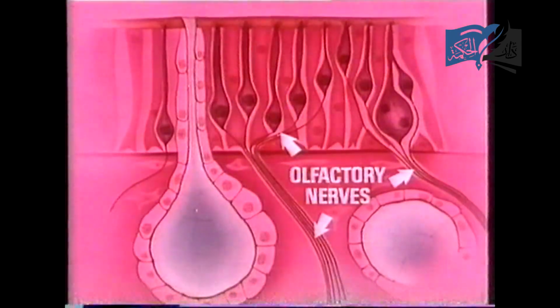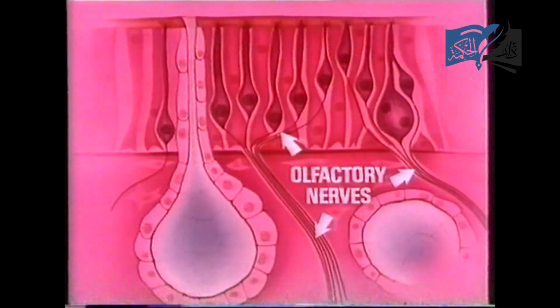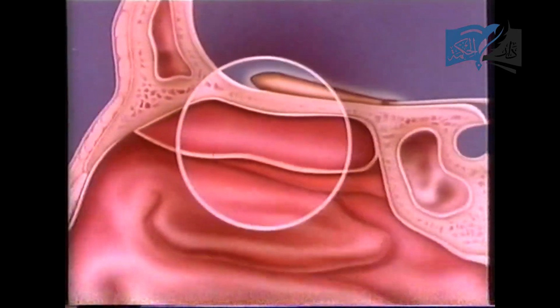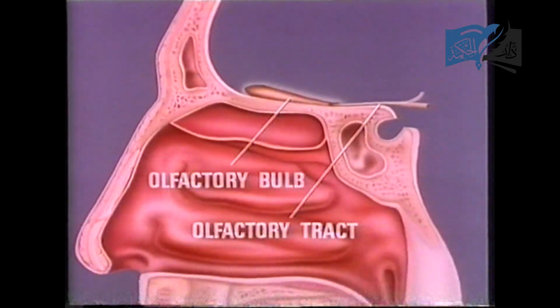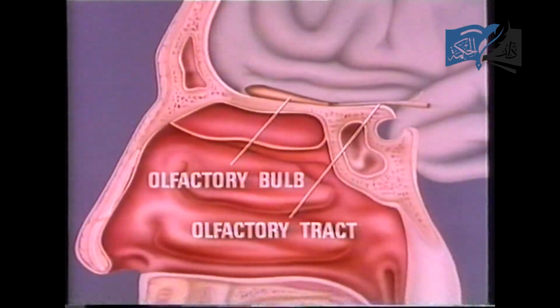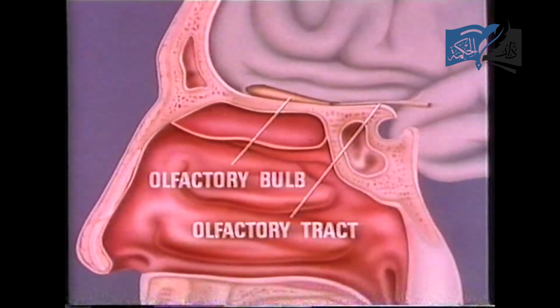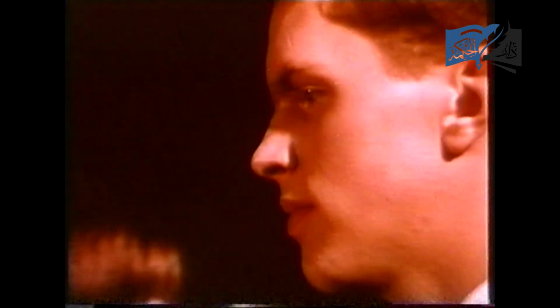The fibers of the olfactory receptors are called the olfactory nerves. These nerves end in a small structure named after its shape, the olfactory bulb. From the olfactory bulb, other nerve cells are grouped to form the olfactory tract, which extends back to the brain. So much for the anatomy. Now, what happens when you smell perfume?